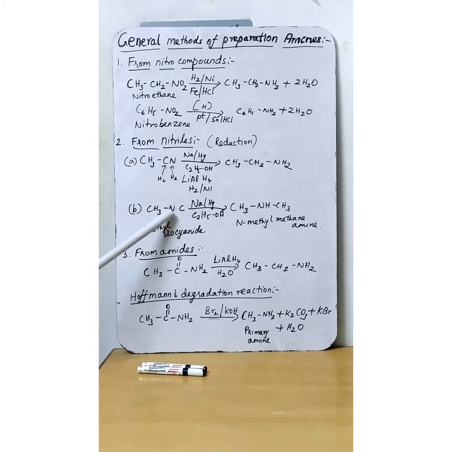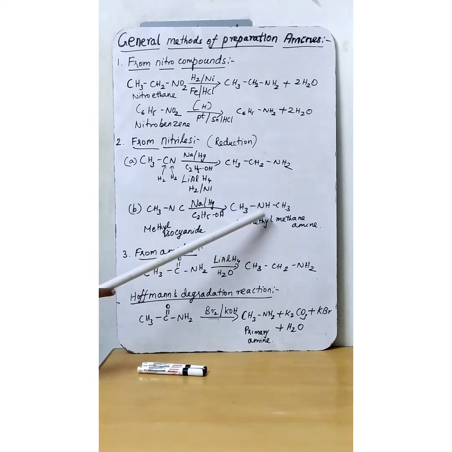Okay, with N, one hydrogen, and with this C, 3 hydrogen will come. Totally 4 hydrogen will be added, 1 hydrogen with nitrogen and 3 hydrogen with this carbon, and you will get CH3-NH-CH3. Nothing but with this nitrogen, a methyl group is added. So N-methyl.